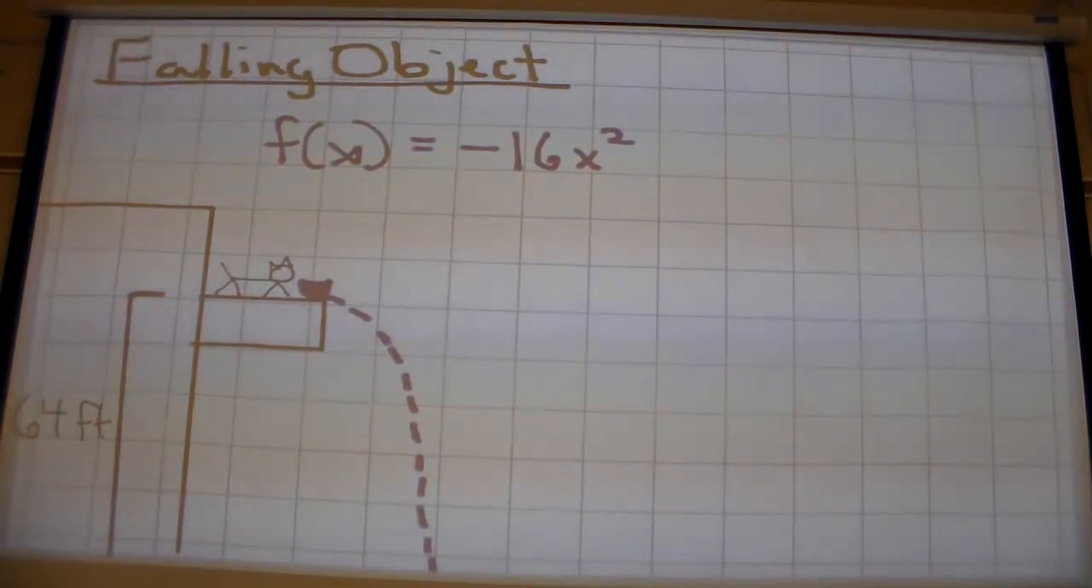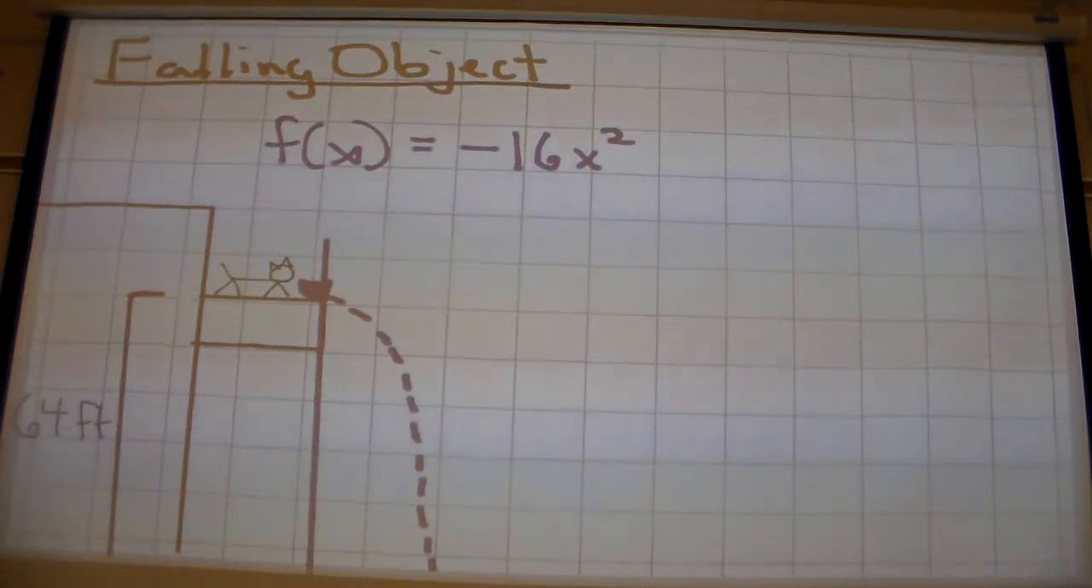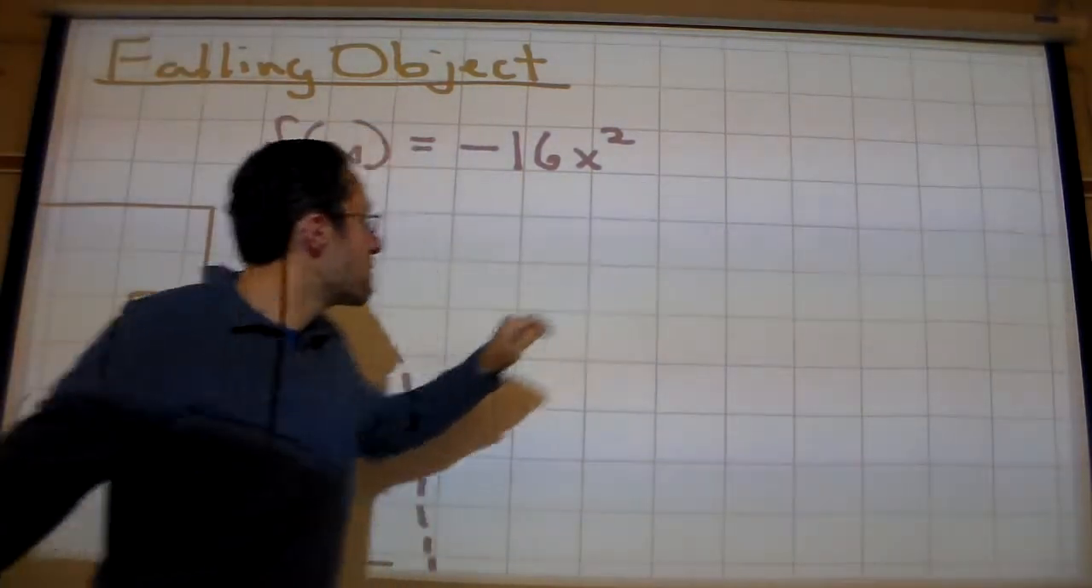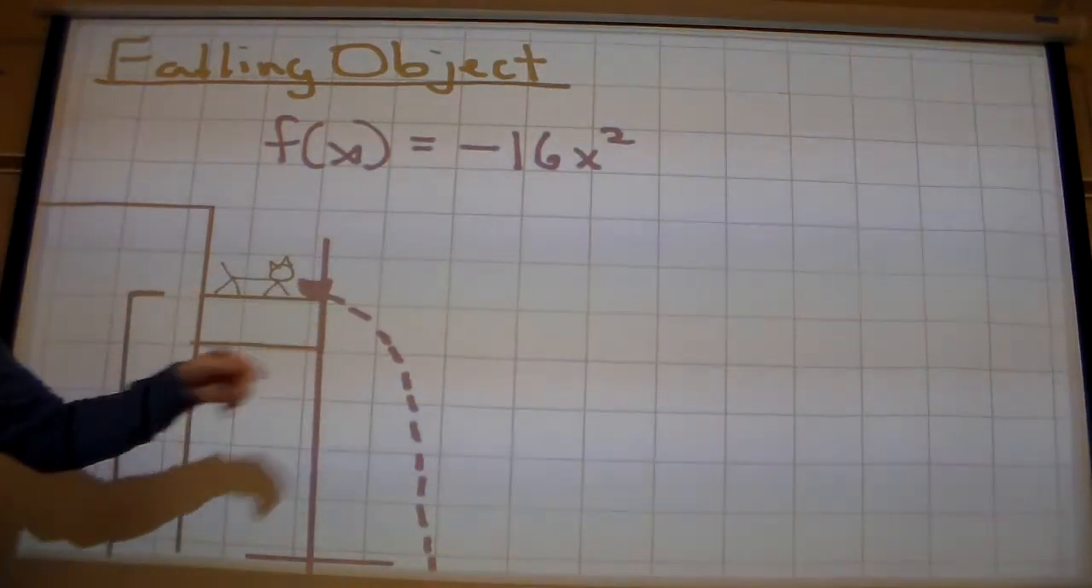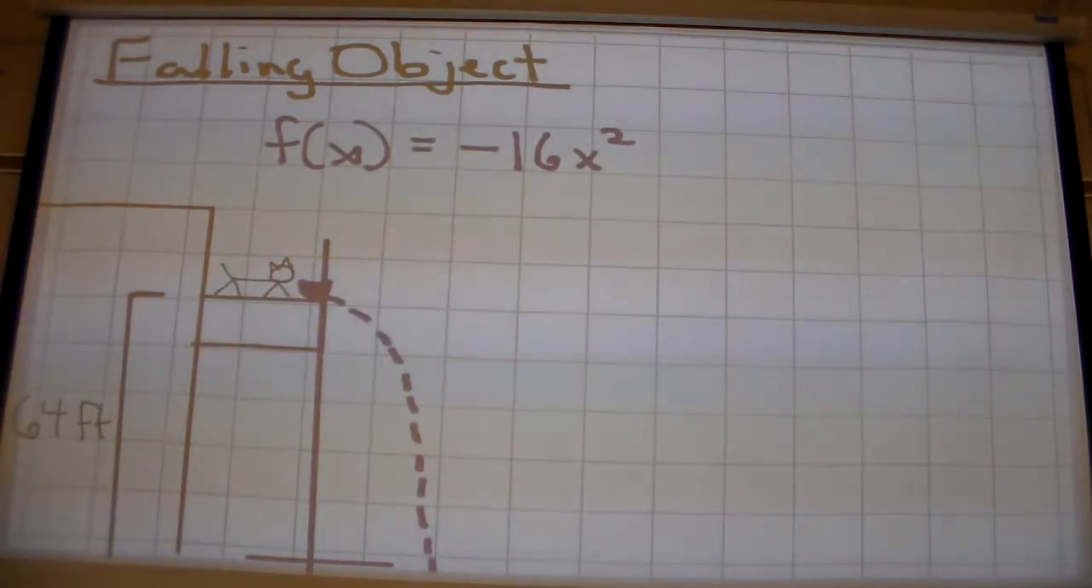So what we need to do is look at where our potted plant is and treat that as a vertex. If that's the vertex, we have to then extend it down to get our origin. So if it's 64 feet up, what do I have to add on to this to represent where our vertex is? 64, because that's how tall we are up. This is actually a flipped over parabola.